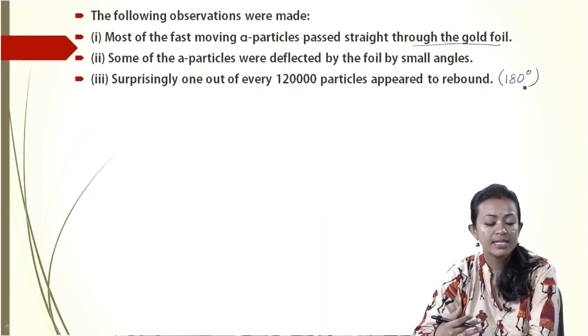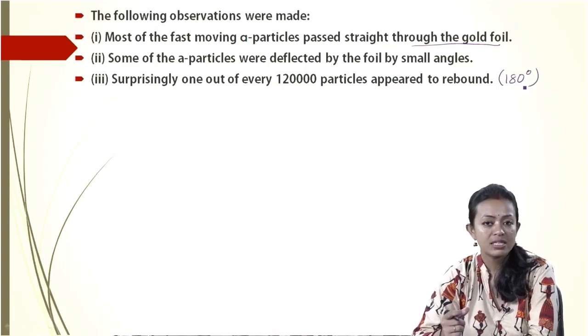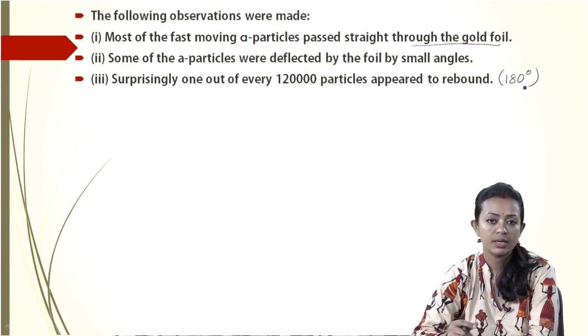He said that the observation made him feel as if you have a tissue paper in front of you and you take a pistol and start bombarding bullets towards it. What would be your expectation? Definitely you would expect that the bullets will straight away pass through the tissue paper. But he was surprised to see that this tissue paper rebounded some of the bullets.